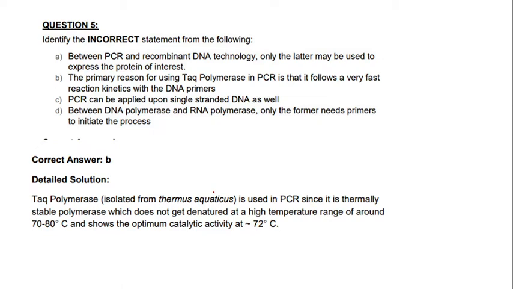It is thermally stable polymerase which does not get denatured at high temperature range of around 70 to 80 degrees and shows the optimum catalytic activity at 72 degree. So option C is also correct statement. Option D is also correct statement. However, option B is not a correct statement. So the primary reason for Taq polymerases to use, it's not that it has a very fast kinetics. The primary reason is that it is stable, thermally stable polymerase.